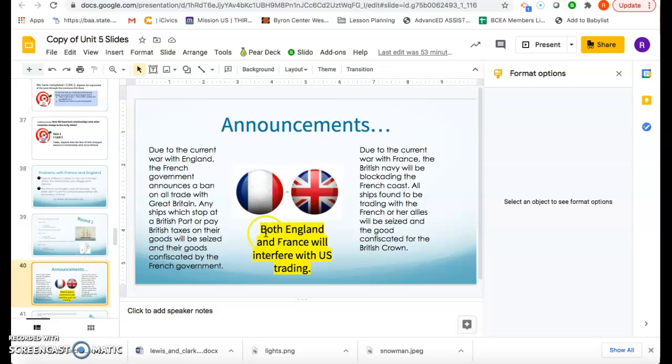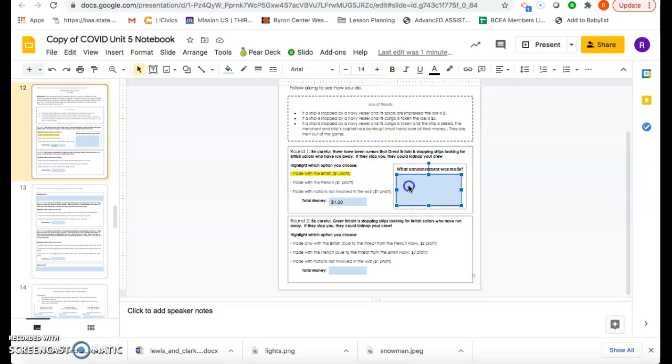So what you need to do is type that both England and France will be interfering with U.S. trading here.